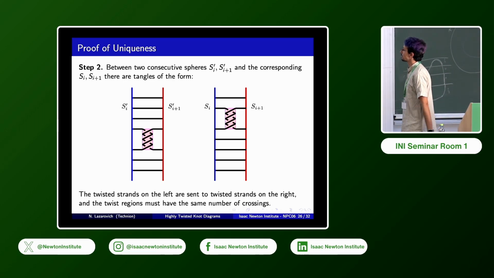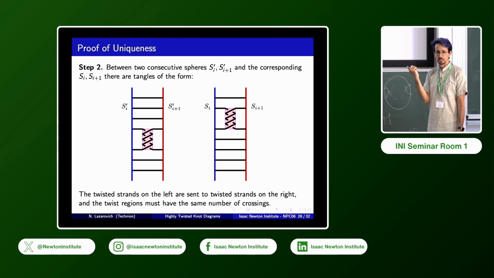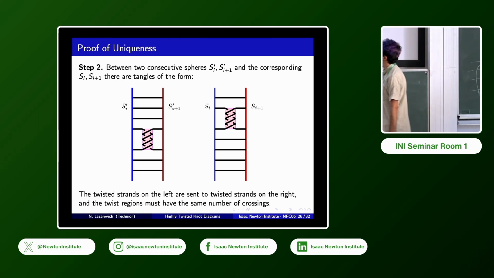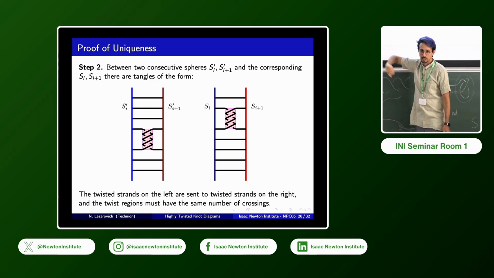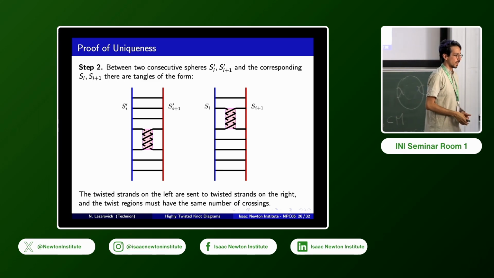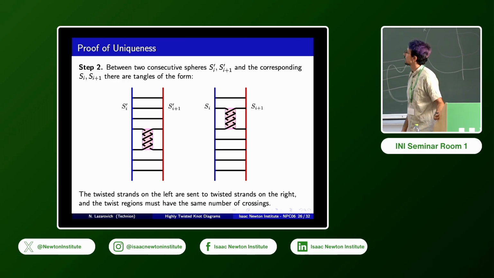But yeah, and moreover, maybe I should say they have the same number of crossings. This can be seen, for instance, by maybe closing this on both sides. You see a torus knot of form 2K. But again, a topological property that has to be preserved.